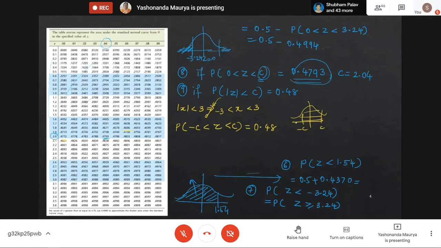Now the graph is symmetric. This is nothing but 2 times the probability of Z lying between 0 and C. So this is 0.48. Therefore, the probability that Z lies between 0 and C is 0.24. So what is the number which corresponds to 0.24? So where is 0.24? I see 0.22. Now see, it is somewhere here. It is greater than this. So somewhere in the middle we can mark the point.